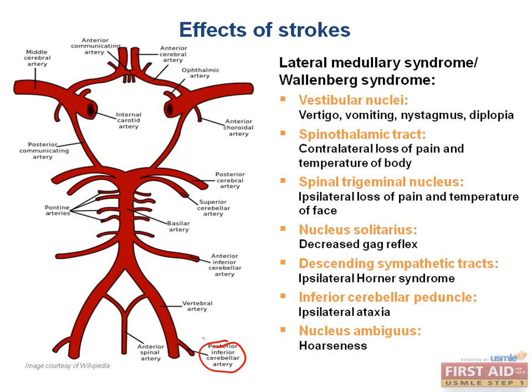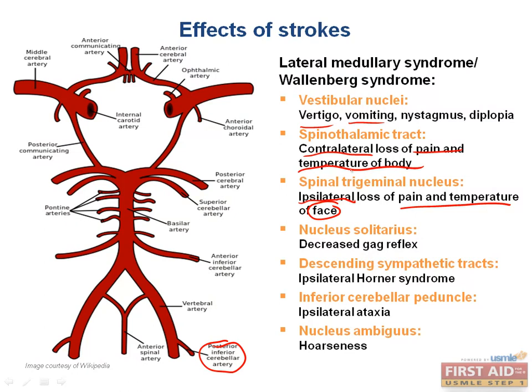Well, you'd get a lot of things. So with the vestibular nuclei, you'd see vertigo, vomiting, nystagmus. With the spinothalamic tract, we know that this is important for pain and temperature. Importantly, it will be on the contralateral side. On the spinal trigeminal nucleus, again, we know it's important for pain and temperature. However, this time it's on the face and it's ipsilateral.